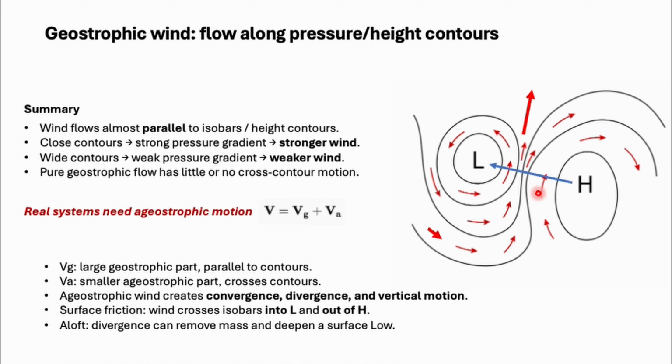Of course, friction causes convergence into lows and divergence from highs. Aloft, ageostrophic divergence and convergence help lows deepen or weaken. Therefore, a purely geostrophic atmosphere is useful but not fully realistic. In the next part, I will explain and derive formulations related to the geostrophic wind.